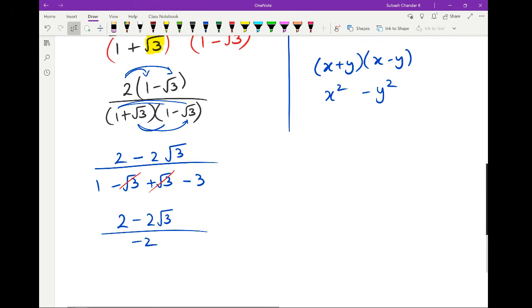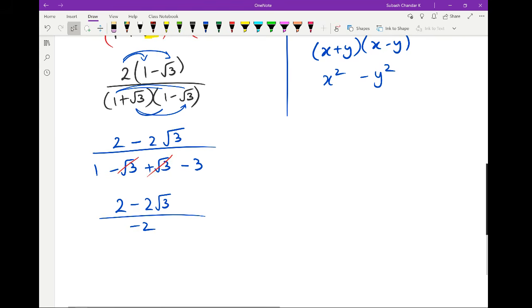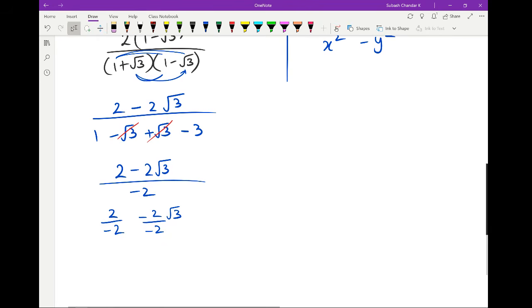And we want to make sure that we don't actually leave anything in the denominator, because especially with this, we can actually get rid of that 2. So we're going to rewrite this as 2 over negative 2 minus 2 over negative 2 root 3. So 2 divided by negative 2 is negative 1. Negative 2 divided by negative 2 is positive 1. And we're going to end up with negative 1 plus root 3 as our final answer.